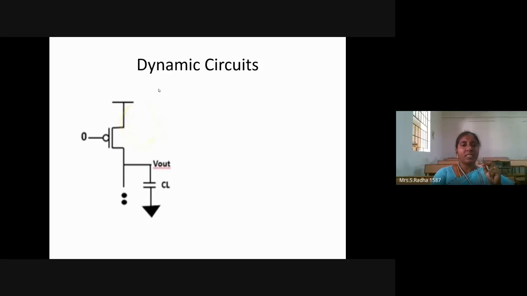But in dynamic CMOS, we will be using only one PMOS transistor. And there is a capacitor over here. This capacitor's charging and discharging will make the entire circuit operate, and the output is also taken out over here.